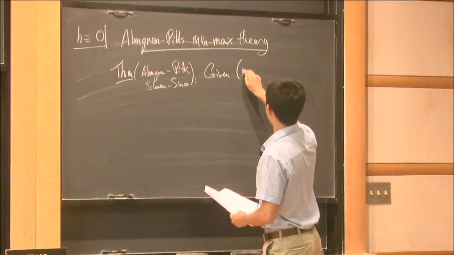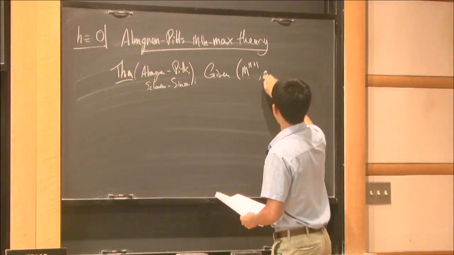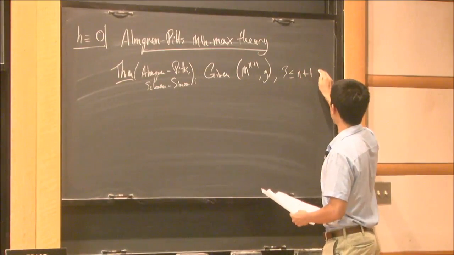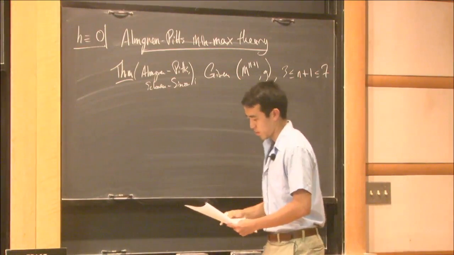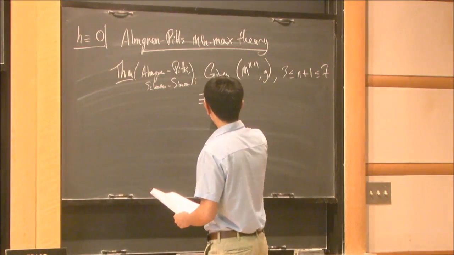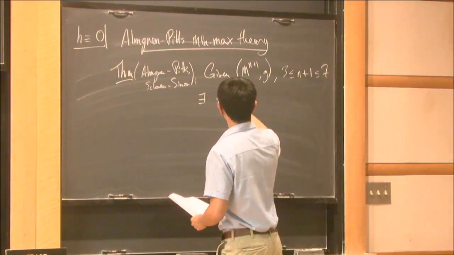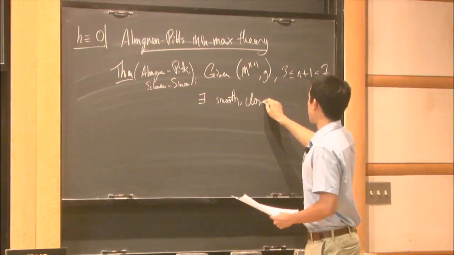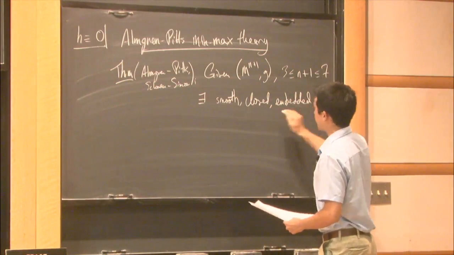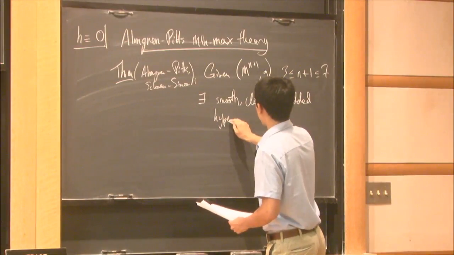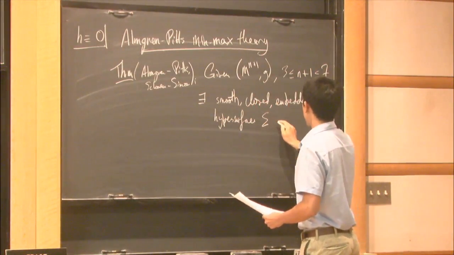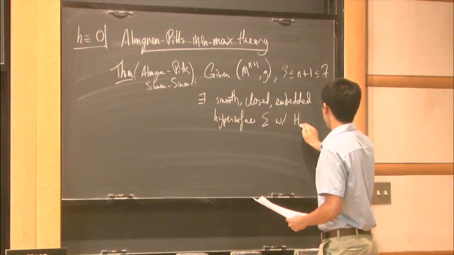So given an ambient manifold, let's say of ambient dimension between 3 and 7, there exists a smooth closed embedded hypersurface sigma with mean curvature 0.